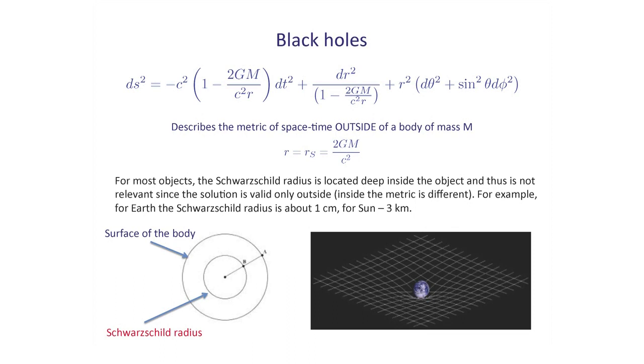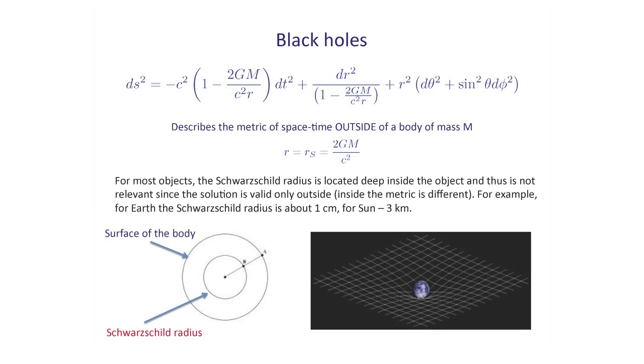So suppose this is the Earth, right? The Schwarzschild radius is somewhere deep inside, and the solution is only very outside. So you don't worry about what happens inside. There is a different solution inside this distribution of mass. For the Sun, the Schwarzschild radius is 3 kilometers, and again, this is a tiny, tiny distance deep inside the Sun. You don't worry about the solution there because the solution is only outside.